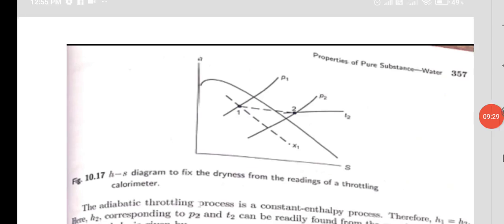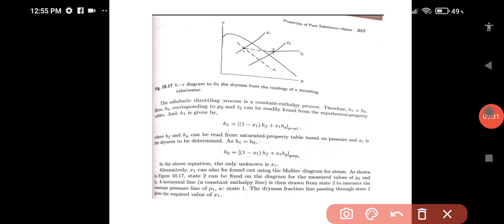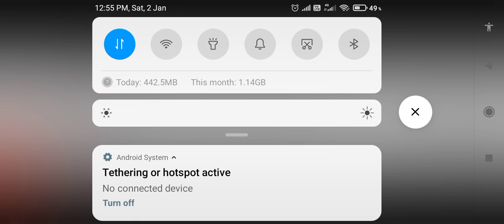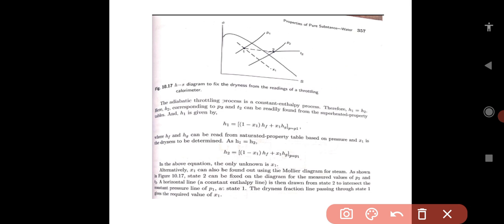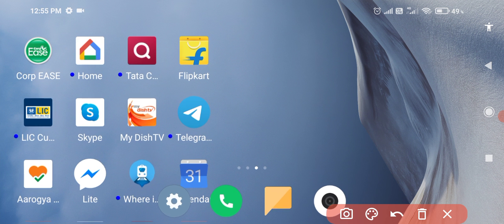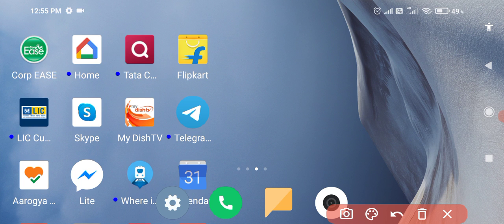We have seen that we have got three values. One is the initial pressure P1, then we have got P2.